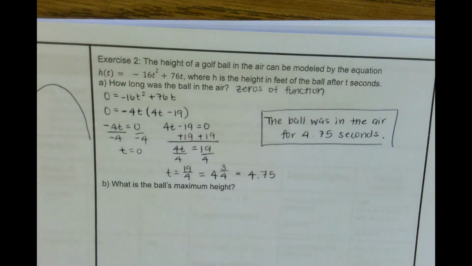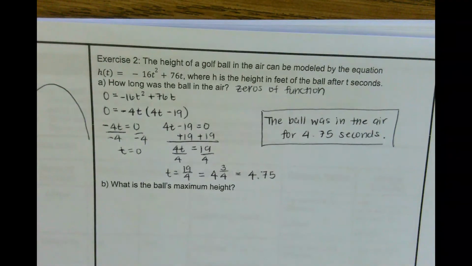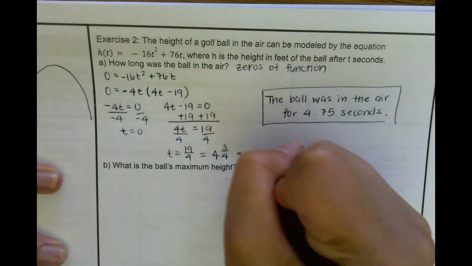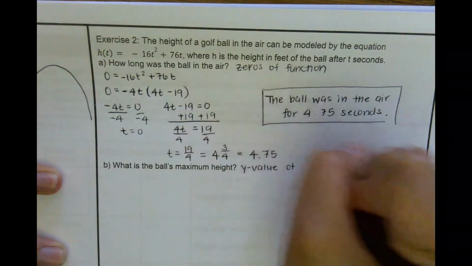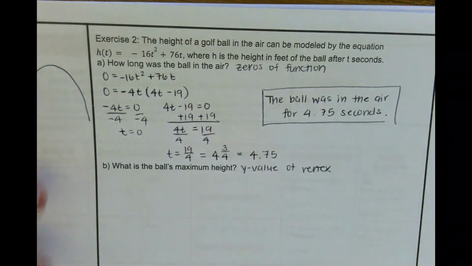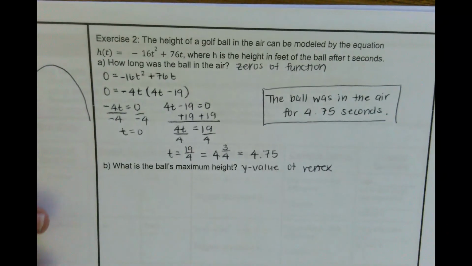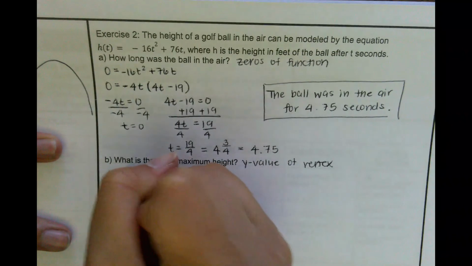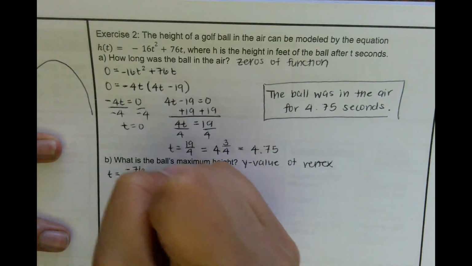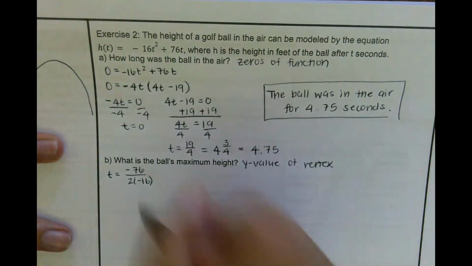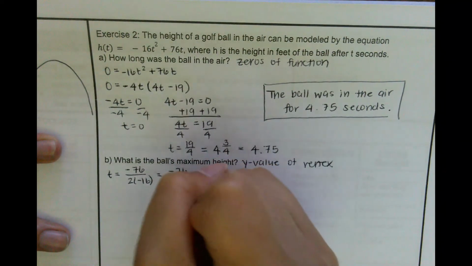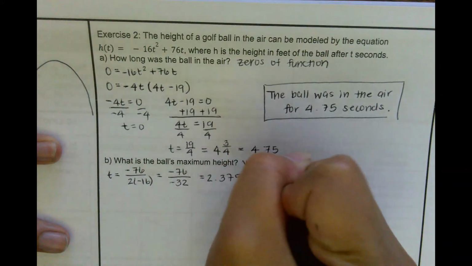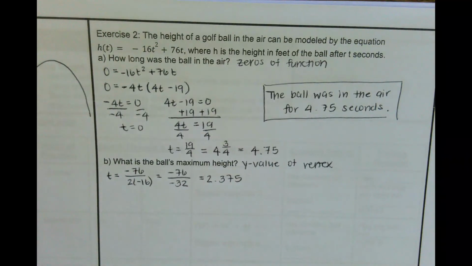Next question asks about maximum height. Here I want to find the y value of the vertex. In order to do that, I need to find the x value of the vertex. So t equals negative b over 2a, so negative 76 over 2 times negative 16. 2 times negative 16 is negative 32. This equals 2.375. So that is the time at which it reached the maximum height.